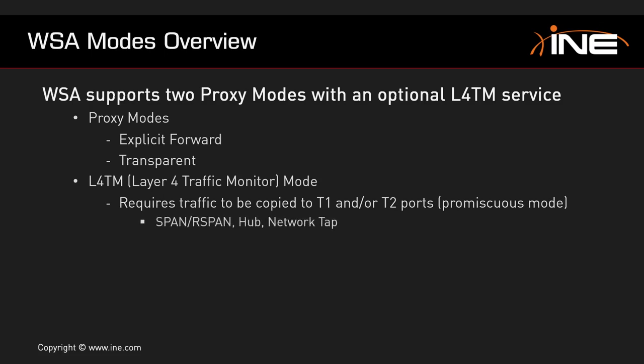Since, as I just mentioned, these interfaces are acting as promiscuous ports, we will have to somehow deliver traffic from the network to T1 and possibly also T2. This can be done using a SPAN or remote SPAN, like when you configure switches to copy communication from one VLAN or maybe multiple VLANs, and then send those packets to the switch ports connected to T1/T2. You can plug those interfaces into a hub and then attach this hub to the network. And option number 3 is to go for a network tap.